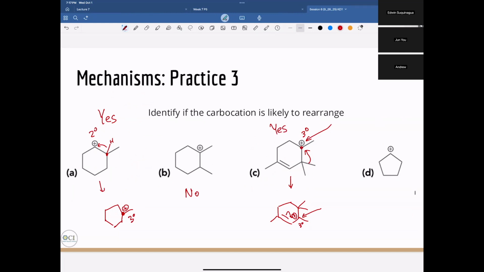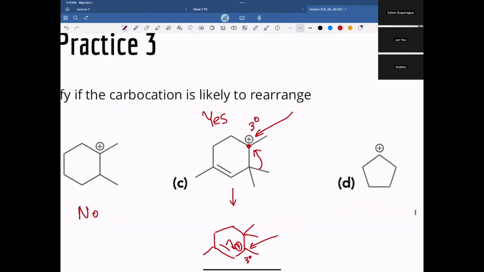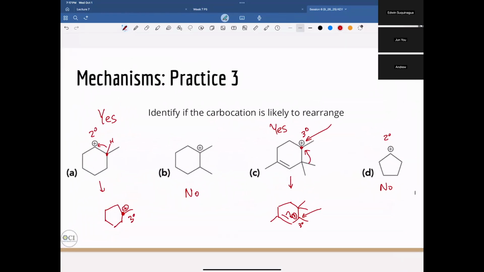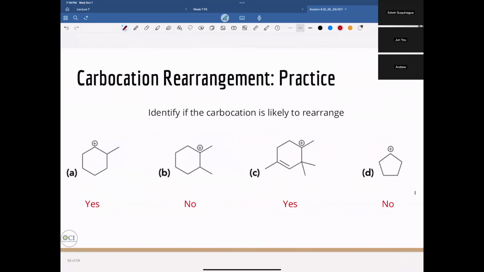Last example. Does anyone want to take a guess with this one? Yeah, you're correct, because even if you do any hydride shifts, there's nothing you can do. It wouldn't change anything, because any rearrangement you do would result in a secondary carbocation. So here's the answer key, and that'll conclude today's session.